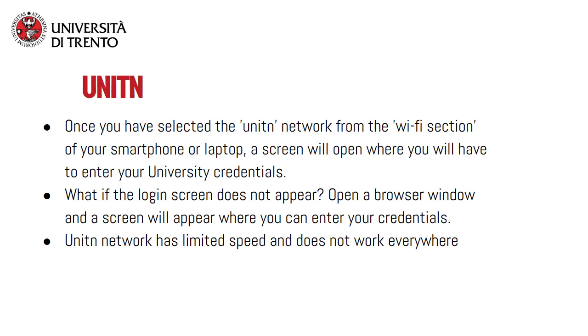Once you have selected the UniTrento network from the Wi-Fi section of your smartphone or laptop, a screen will open where you will have to enter your university credentials: your username, name.surname@unitrento.it, and your password. If this screen does not appear, open a browser window, for example Firefox or Chrome, and the screen will appear where you can enter your credentials. Once you're logged in, you will be able to surf unlimited free of charge. The procedure must be carried out each time you reconnect.